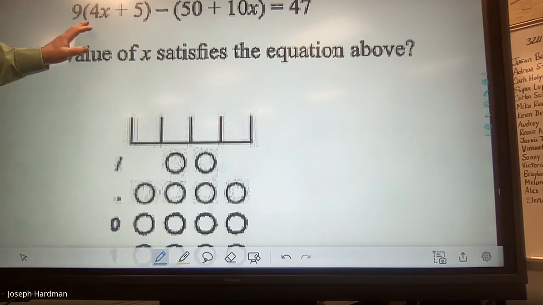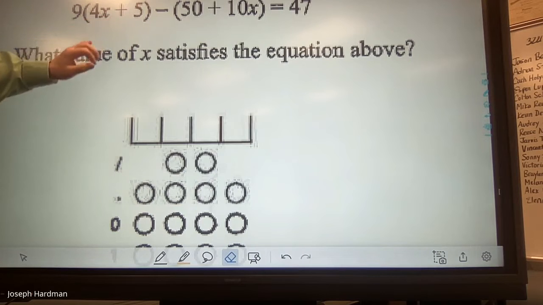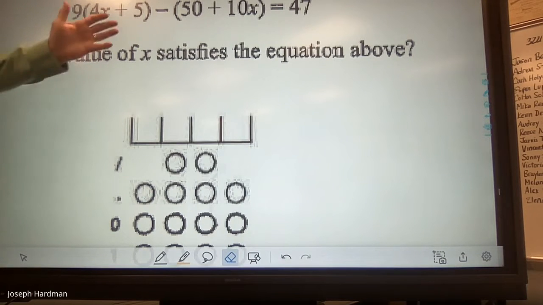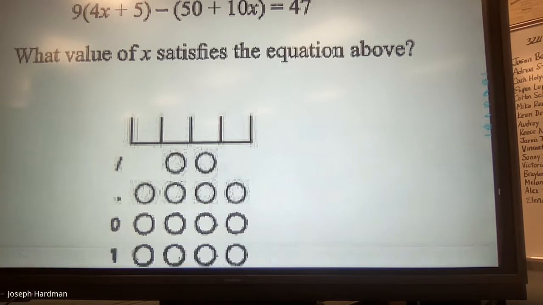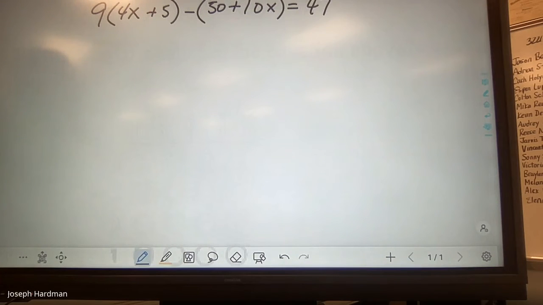So we got this problem: 9 times the quantity of 4x plus 5, subtract the quantity of 50 plus 10x, and that equals 47. So we're going to go to another board and have it written for us right now. So let's talk about this thing here.